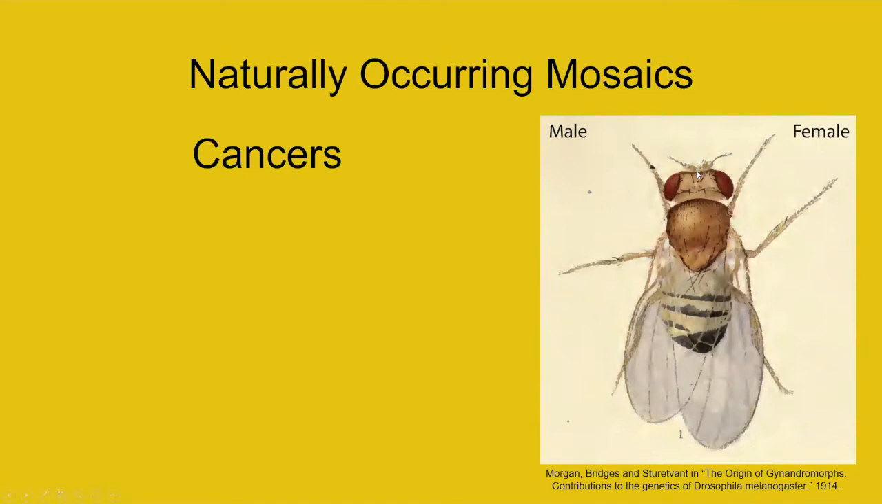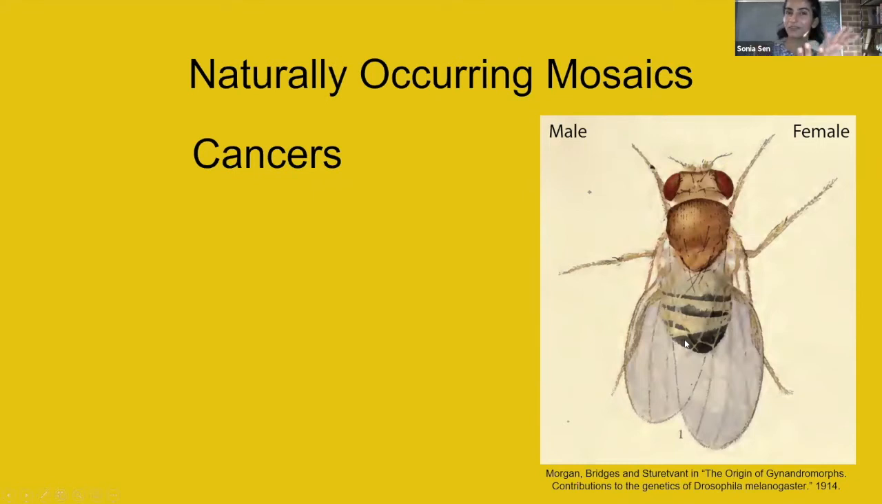So this half of this fly is genetically male, whereas this half of the fly is genetically female. And you can tell that in this drawing because the male fly is smaller. Those of you who've worked with flies know this. You can see the sex comb over here on the front leg. And the abdominal coloration is slightly different.